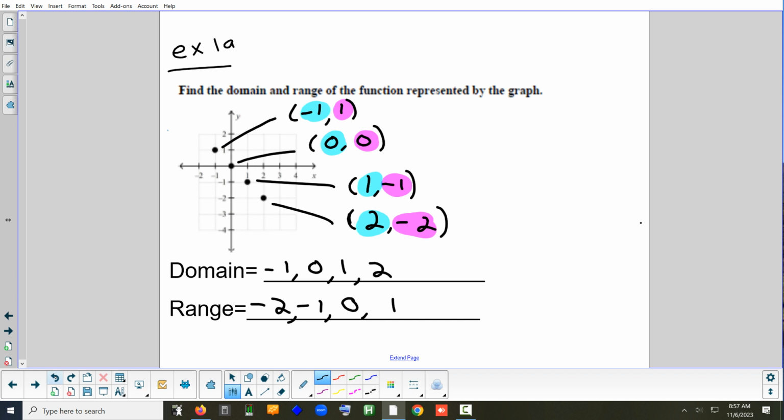All right. How about 1.5? Is that in the domain? No. How about 3? No, it's not listed. For the range, how about 1/2? Is that in the range? No. None of those are in the range. The only way they would be in the range is if you had more dots to represent those points.